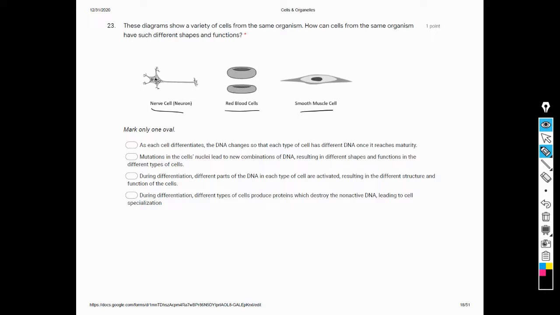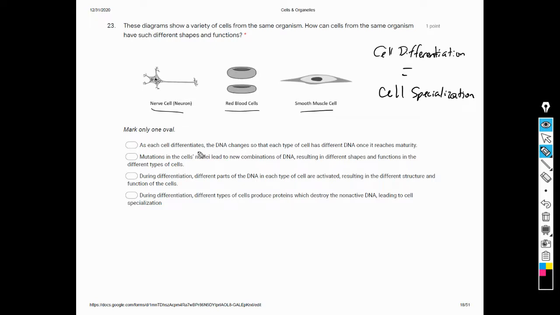And this is a process called cell differentiation, which equals what we call cell specialization. So these cells differentiate during development in multicellular organisms. And so let's look at these answer choices.